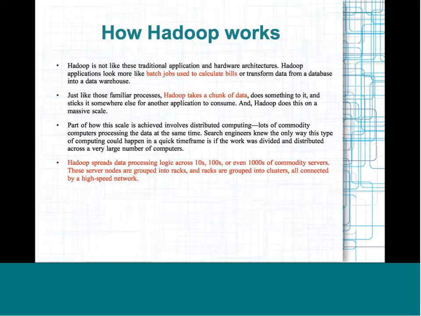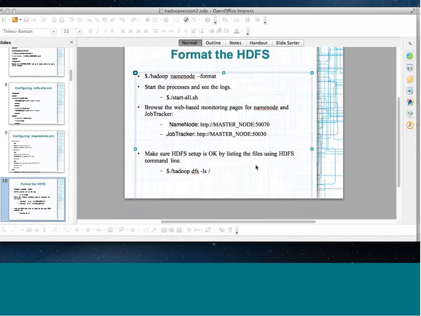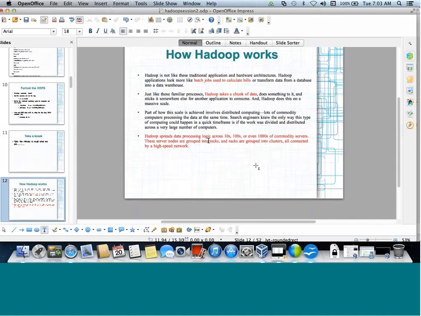Now, part of this scale is achieved by distributed computing, that is lots of commodity hardware. It can be tens, hundreds, or even thousands of commodity servers. These server nodes are grouped into racks. Okay, these terminologies are important. And racks are grouped into a cluster, and all of them are connected by a high speed network, at least 100 gigs. Okay, that is what should be the capability of the network, right? Then only you will get the benefit.